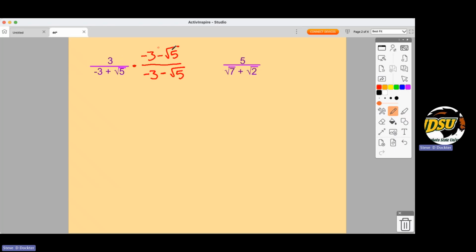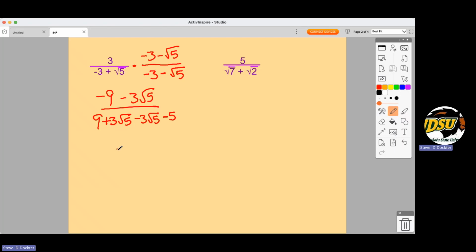So we got to run this 3 through here. So this becomes -9 minus 3 square root of 5. And then our bottom, we would have to FOIL this out. -3 times -3 is 9. -3 times negative square root of 5 is positive 3 square roots of 5. Square root of 5 times -3 is -3 square roots of 5. And then square root of 5 times negative square root of 5 is -5.